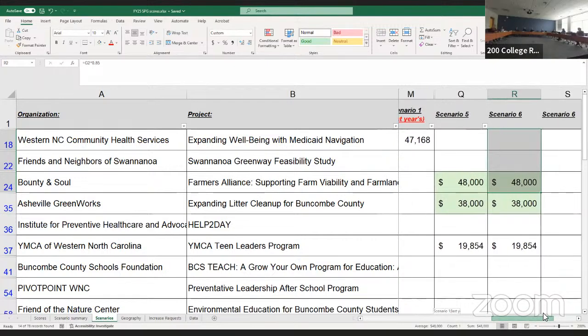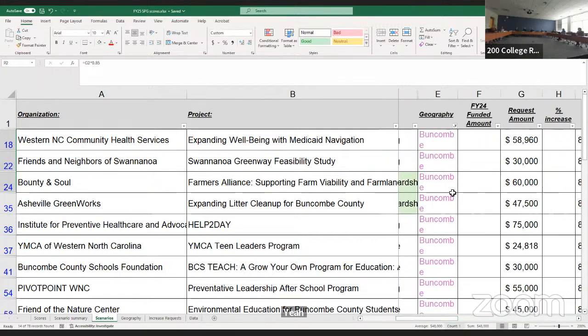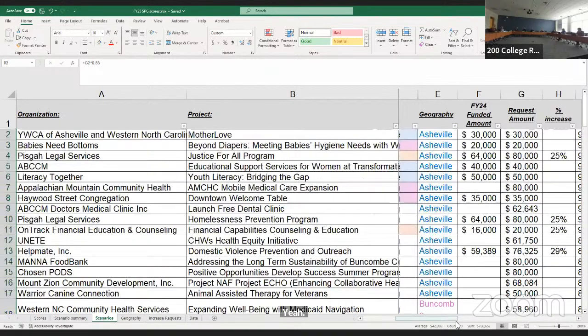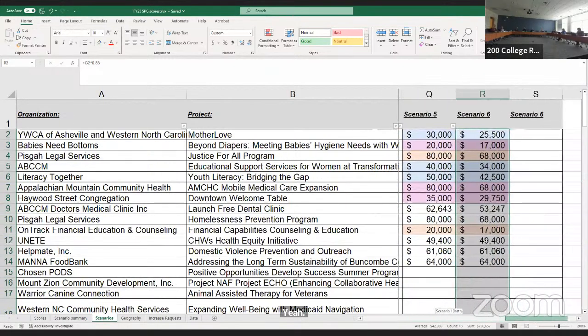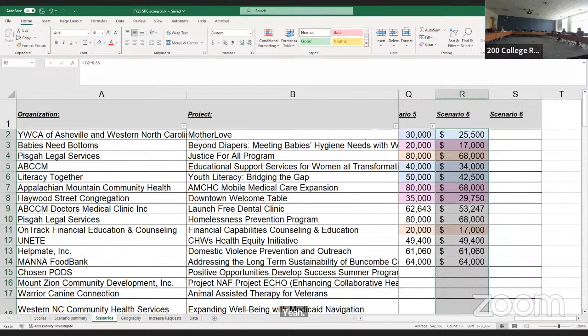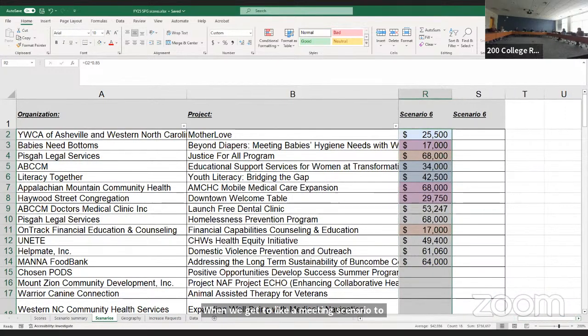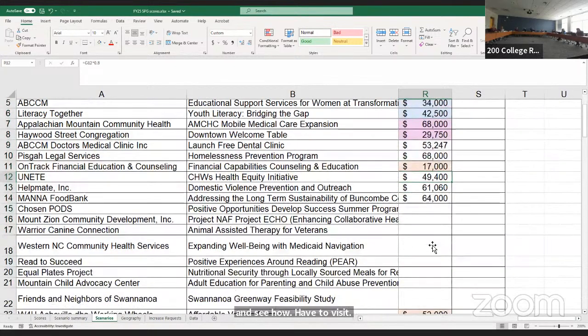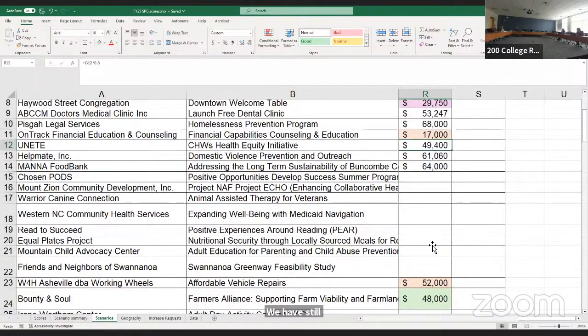Yeah, it may be something that we take as homework, because we have 2 meetings this month. To look at if and when we get to a leading scenario, to go home and check it and see how reflective it is. We have still about half an hour. So those scenarios are being saved and then sent to us.